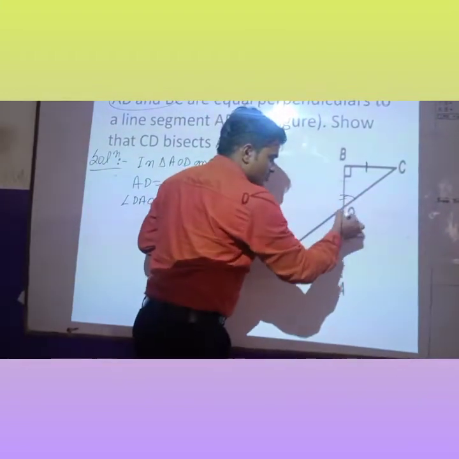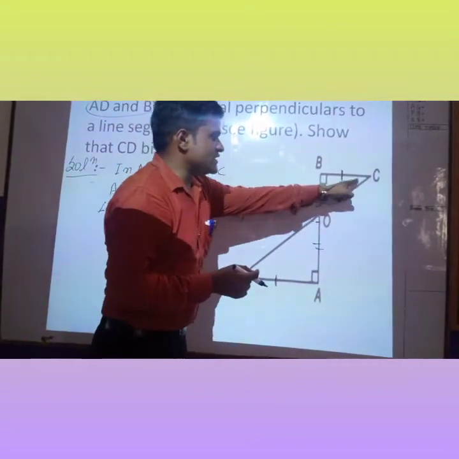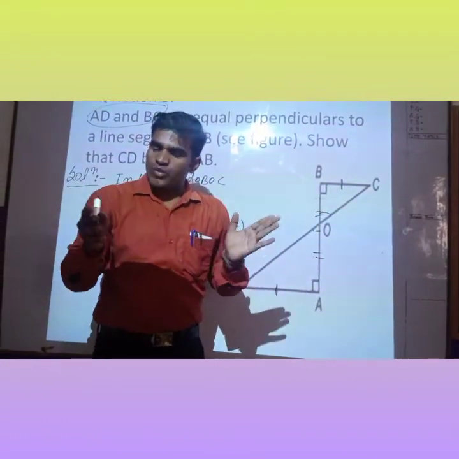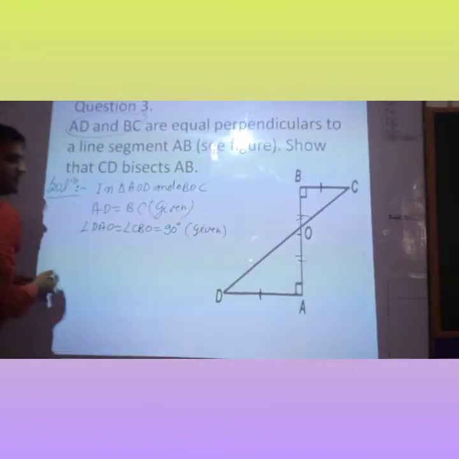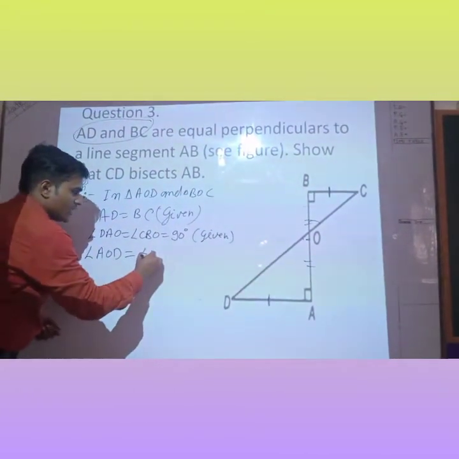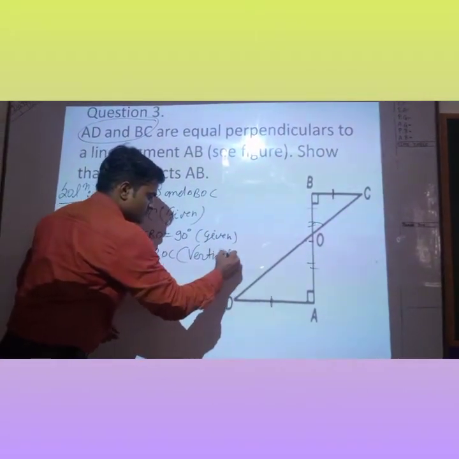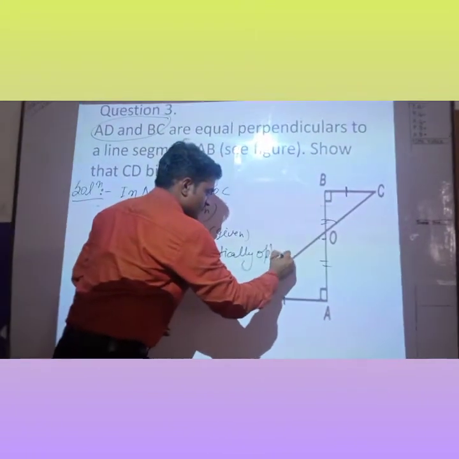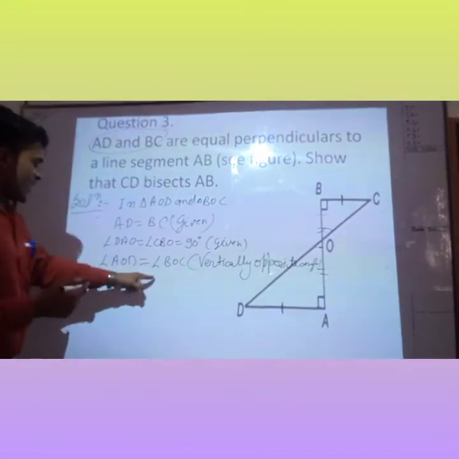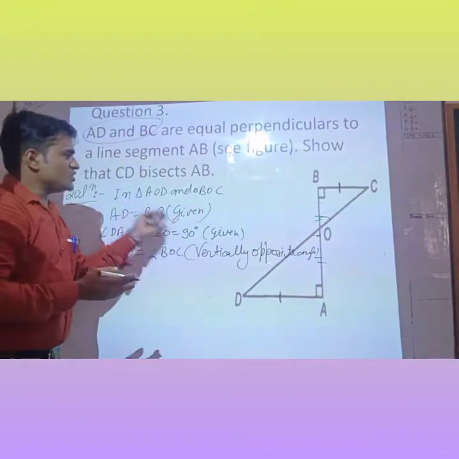See there, these two angles, angle AOD and angle BOC, are equal. How? As we know that vertically opposite angles are equal. Yes, so by vertically opposite angles, these two angles are equal. So angle AOD is equal to angle BOC. In bracket you have to write by vertically opposite angle. So we get two angles and one side equal. So by ASA congruency criteria, these two triangles are equal.